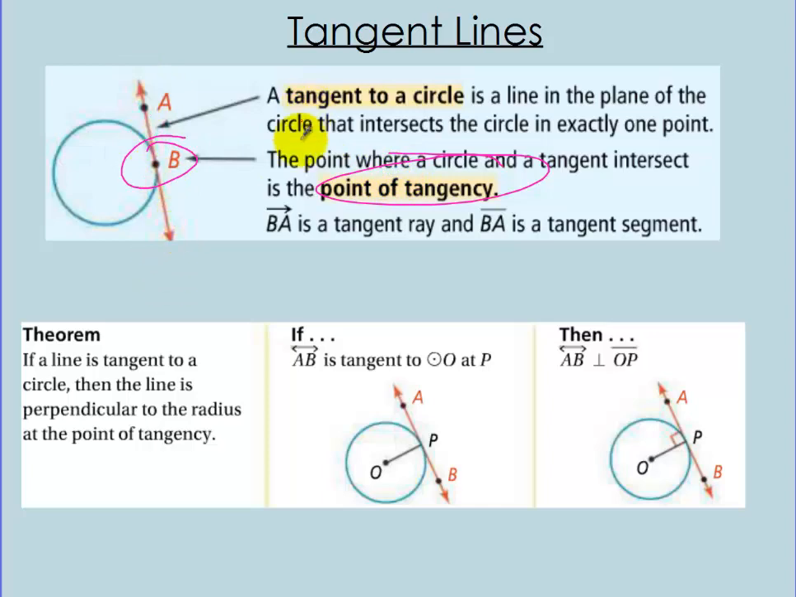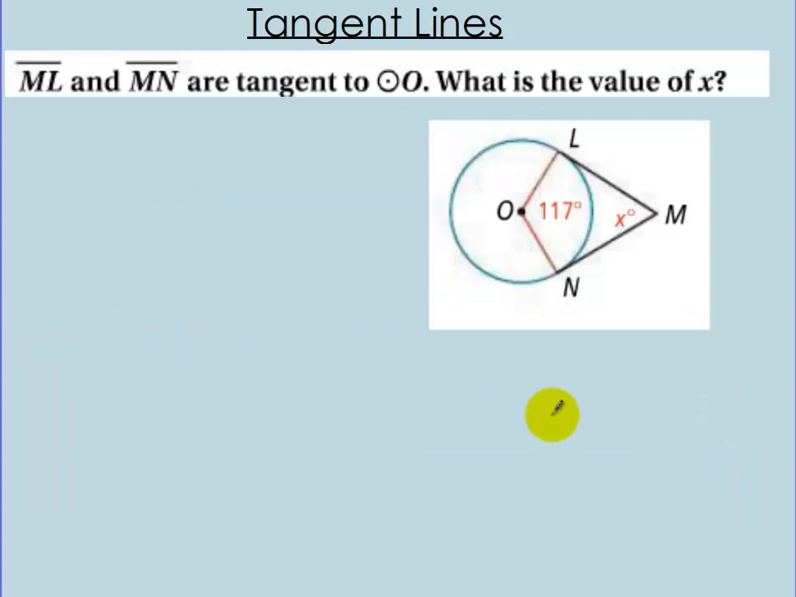One theorem with tangent lines is if you take a line that is tangent to a circle and then take a radius that hits that same point of tangency, these are going to form perpendicular angles. So that's the key part here. That radius hitting the point of tangency and that tangent line form perpendicular angles. So we can use that for some neat questions.